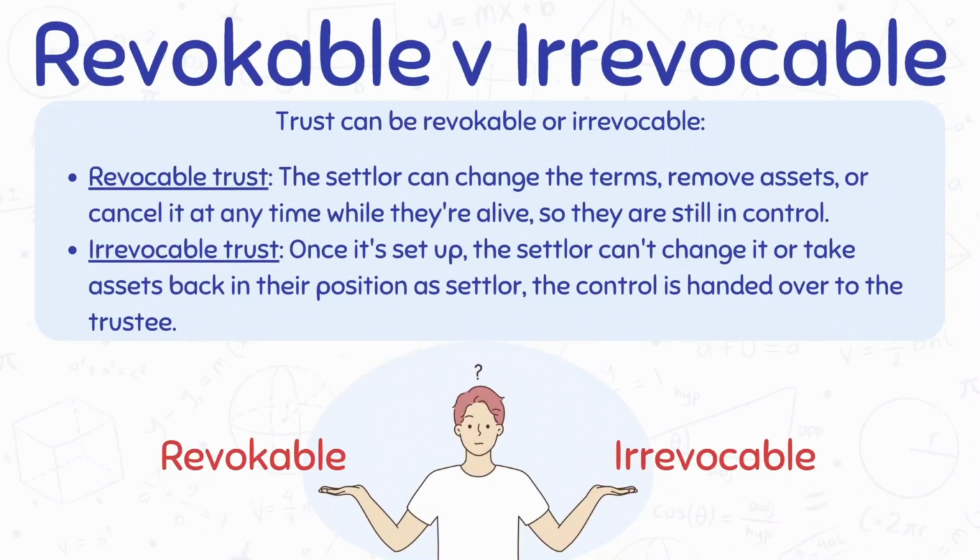Now let's touch briefly on the two most basic types of trusts. So these are revocable or irrevocable. Revocable essentially means that the settler can actually change the terms of the trust or remove assets or cancel it at any time whilst they're still alive. So they end up retaining control in that sense in their position as settler. Then you have irrevocable, which essentially refers to trusts that once they're set up, the settler no longer has any involvement in their position as settler. The complete control is now transferred to the trustee completely.